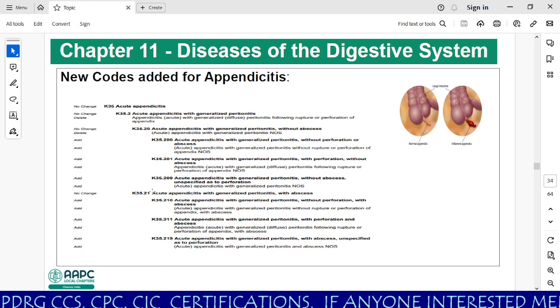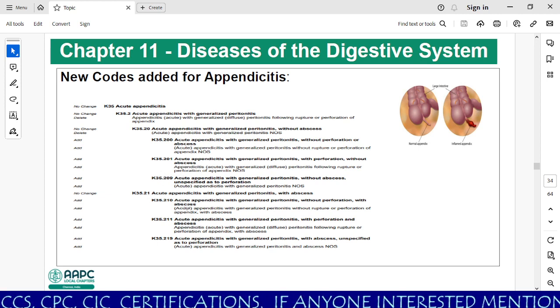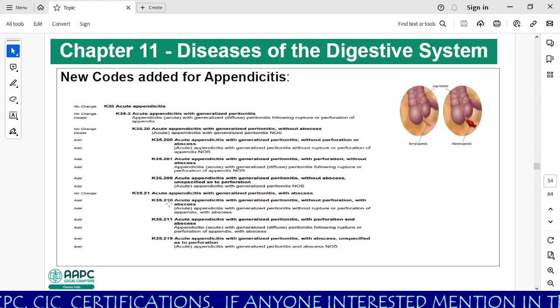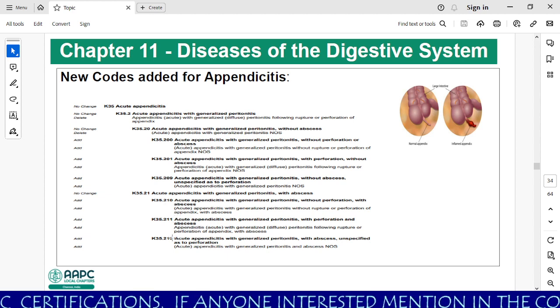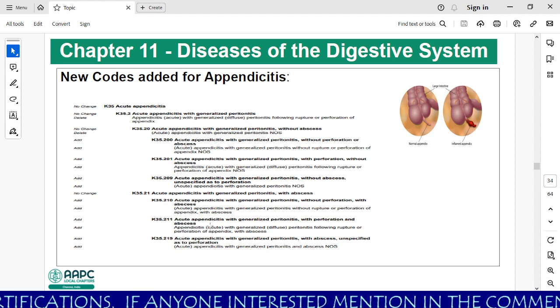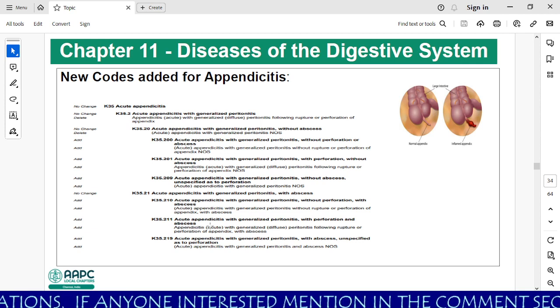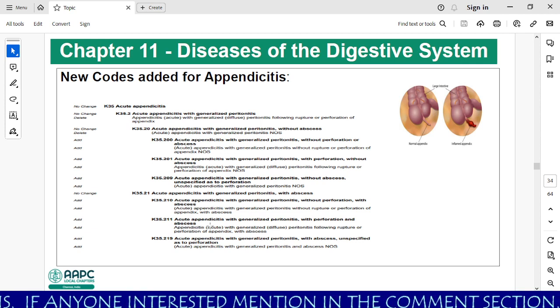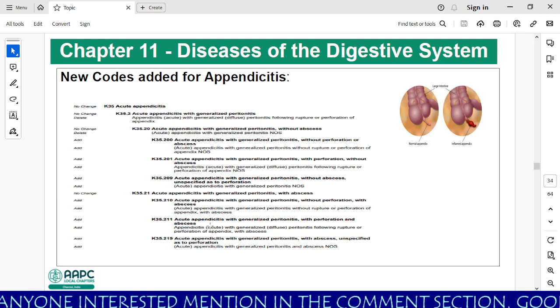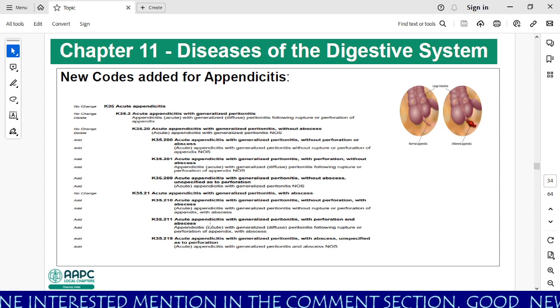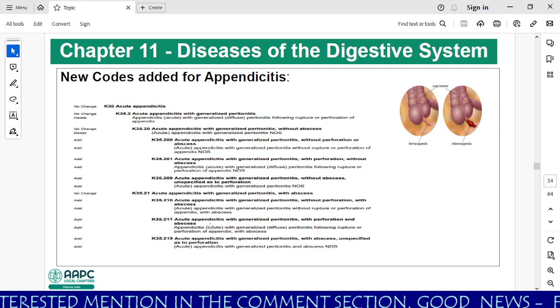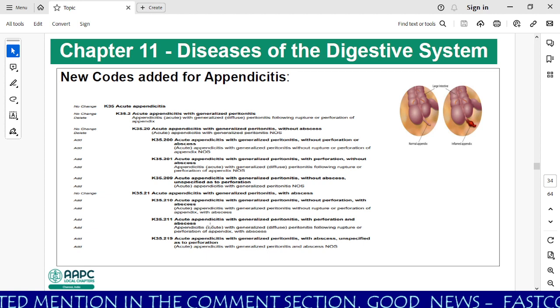And also we have the K35.221 subcategory added, K35.210, 211, 219. All these subcategories are new MCC now. So what are these? These also are without perforation and without abscess. So with perforation, appendix with abscess and other codes.